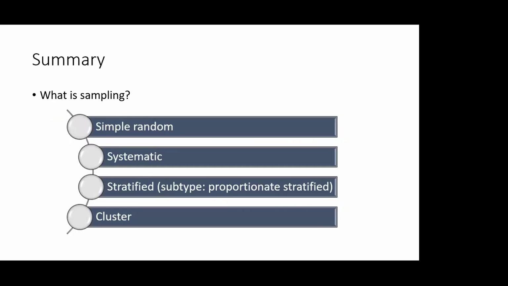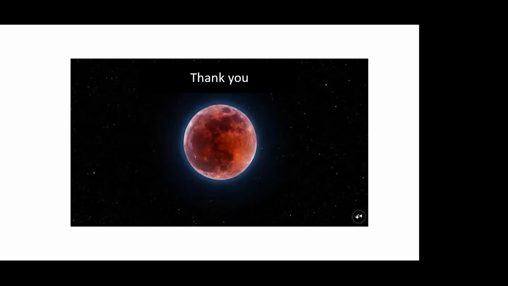Okay, finally to summarize, we have come to the end of the session. We learned about what is sampling, what are the advantages of sampling, what is the difference between census and sampling, and we also learned about the 4 commonly used methods of sampling. Especially we learned the term proportionate stratified sampling, and we caution about using this particular terminology. Thank you. Very happy to have you in this session.